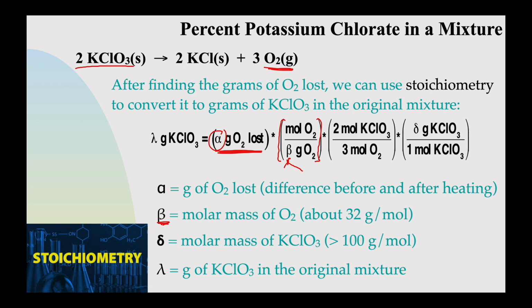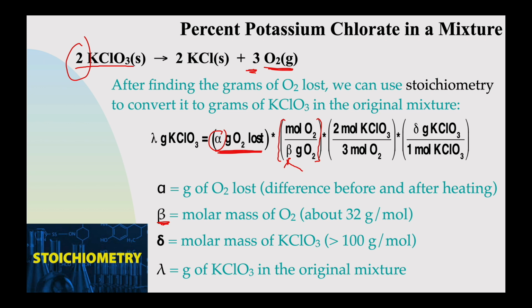And this comes from the fact that for every 3 moles of O2 that were lost, you had to have 2 moles of potassium chlorate in the original mixture. So we're turning moles of oxygen lost into moles of KClO3 in our original mixture using the stoichiometry of this balanced equation. Having a balanced equation, super cool in chemistry. You can do all kinds of things like that.